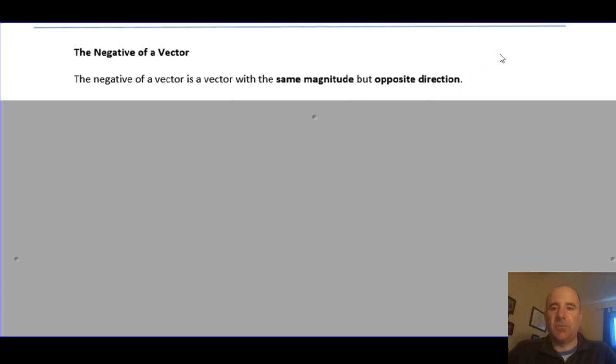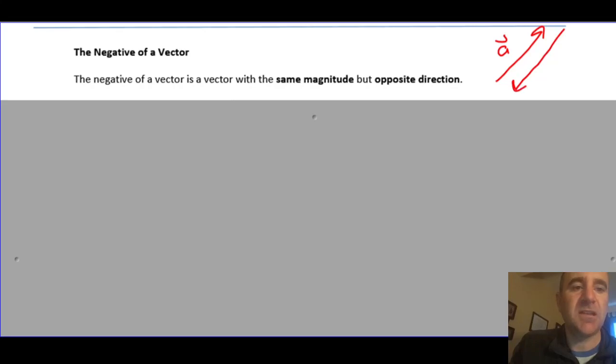We can also talk about the negative of a vector. It's kind of like the opposite of a vector. So the negative of a vector is a vector with the same magnitude but opposite in direction. So we can imagine that geometrically. Suppose you have vector A, and you want to talk about the negative of A. It would be the exact same vector but in the opposite direction. And we will use the negative sign.